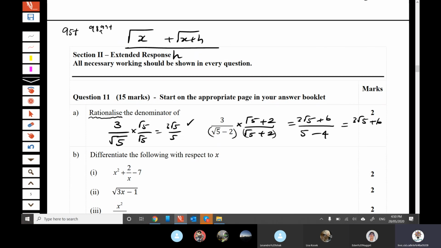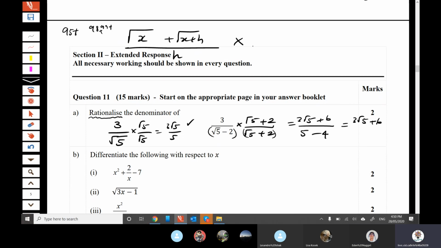Students needed to know to rationalize the what? What do you reckon? Wrong. The denominator's got no problem, right? Look, it's a H. Yeah, so rationalize the?